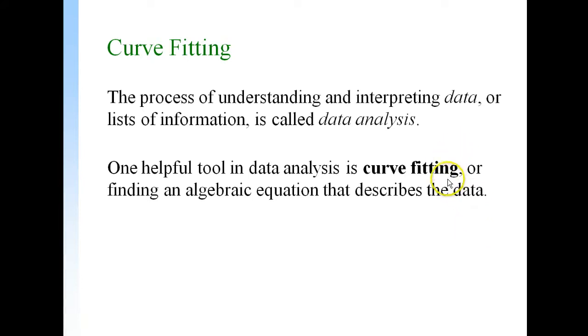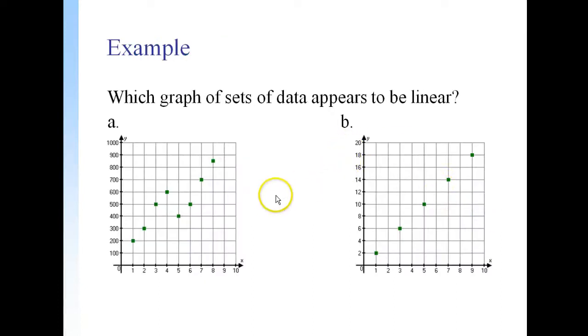Now, when we look at data, we sometimes wonder, is the data linear? That is, is it sort of a straight line? And we interpret this through a process called data analysis. And we also use the term curve fitting. We're trying to describe what's happening to that data, and I'll show you in a moment what we mean. So here we see graph A and graph B.